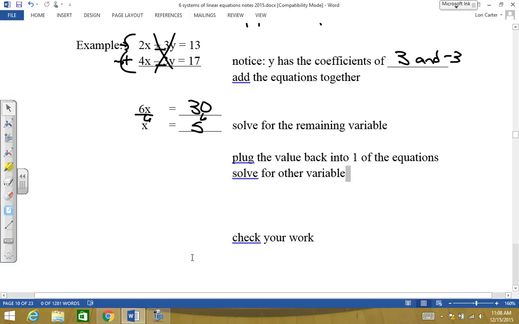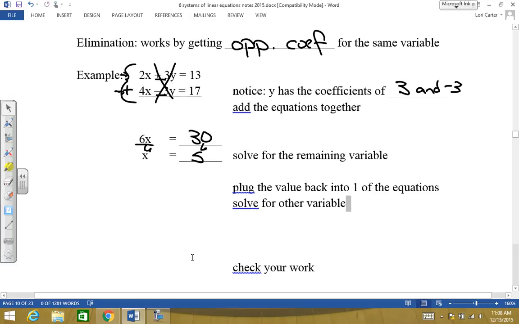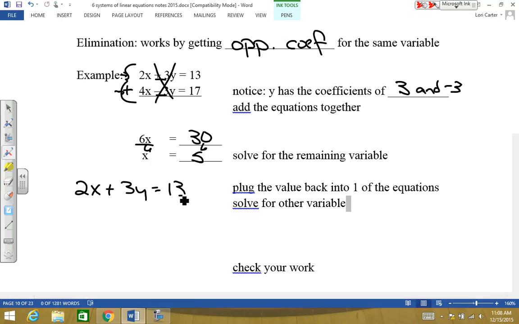Okay, what do I have to do with the 5? Plug it in, just like yesterday. Which one do you want? The top one. Okay, so we're going to use 2x plus 3y equals 13. That's the one you chose. Okay, where does the 5 go? In for the x. So this becomes? 10.